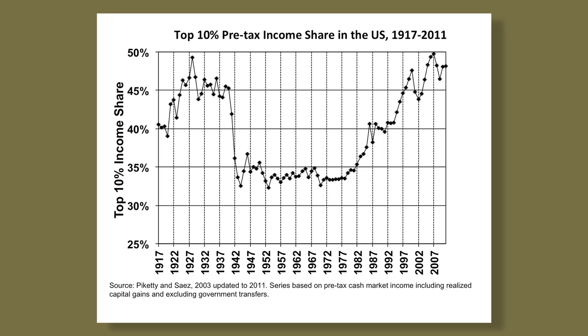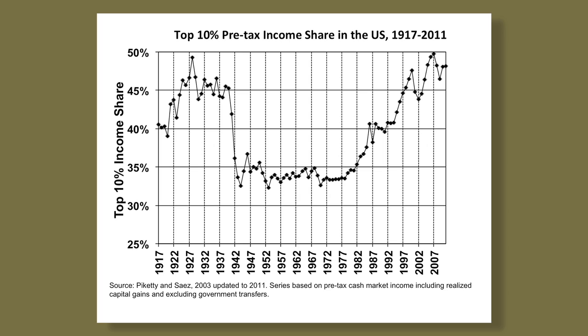And so what you can see is that the shape has the form of a U with high levels of income concentration, with the top 10% getting about 45% to 50% of total income, a precipitous drop during World War II, and then for decades a much lower level of income concentration, with the top 10% getting about 33%. And finally, what is striking is the upswing that has taken place starting in the late 70s, where the top 10% income share has increased dramatically, reaching a peak of almost 50%, the highest ever, at least over that century, in 2007.